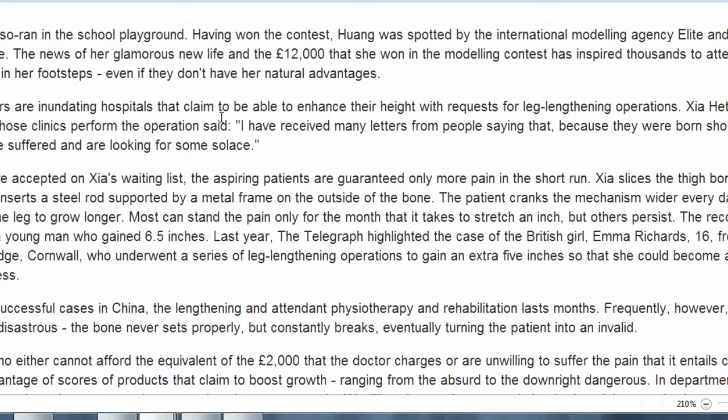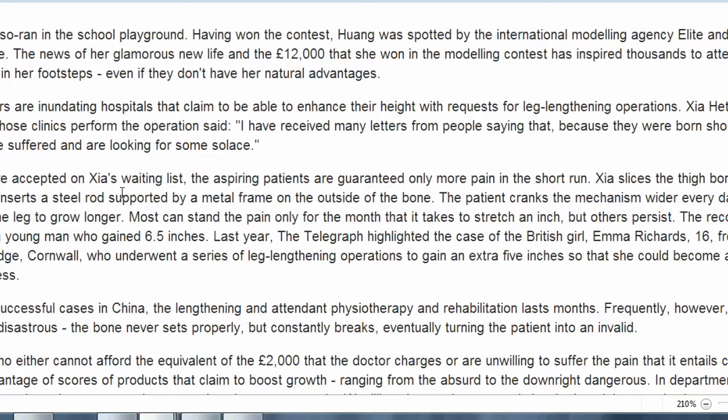Alright, for leg lengthening operations. Doctors whose clinics perform operations. So I have, see, but here they're not talking about how much they're gaining, what is the length. So we're looking for some length. It should be in inches. So inches is also our keyword.